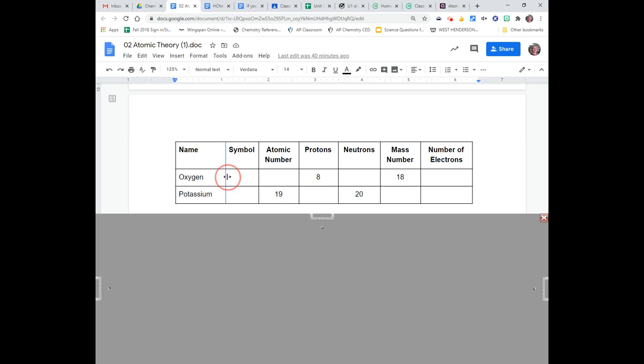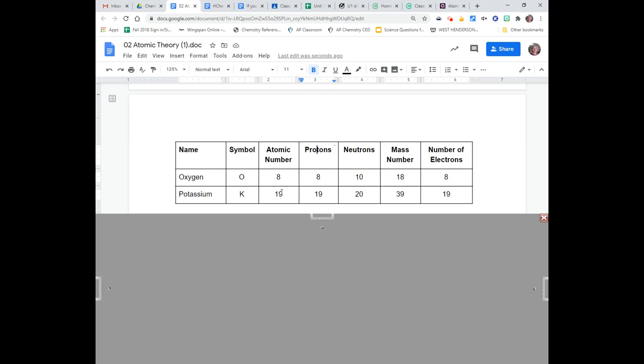Okay, so let me go over the answers here of these guys. So we were given here the number of protons. We know that the number of protons is its atomic number, so that's how we put our 8 in here. We also know in electrically neutral that protons equal electrons. So our positive things equal our negative things. We have a mass of 18. 18 minus my protons is going to give me my neutrons of 10.